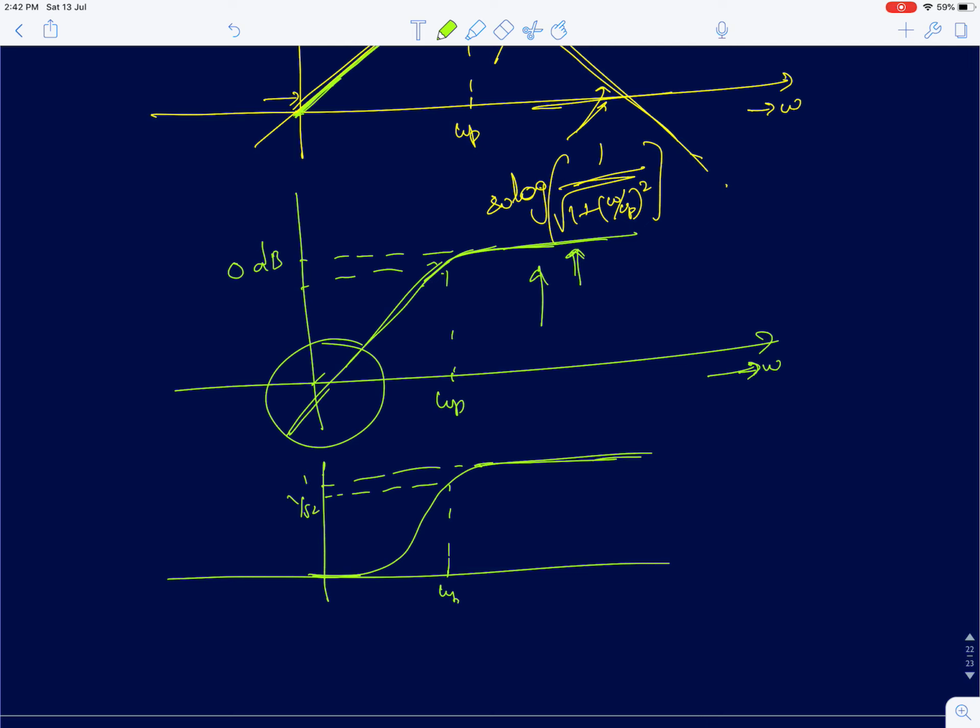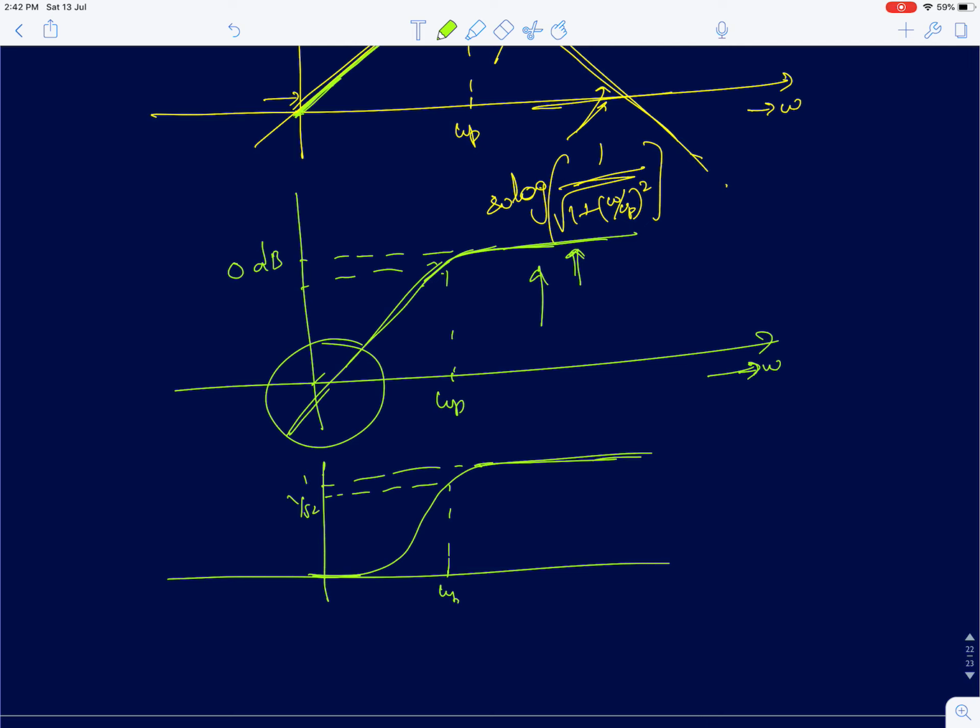And the phase response for this system, you can easily show, will be pi by 2 minus tan inverse of omega by omega p. If you take the phase of this complex function, you actually have j omega by omega p by 1 plus j omega by omega p. The numerator is a purely imaginary number, so the phase shift will be pi by 2, and the denominator contributes minus tan inverse of omega by omega p.